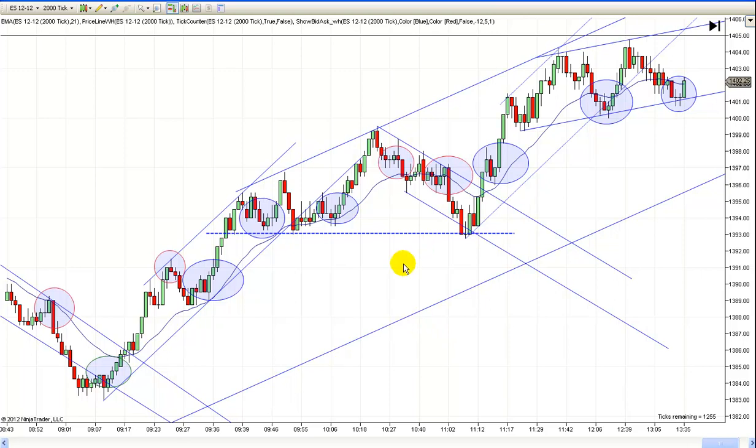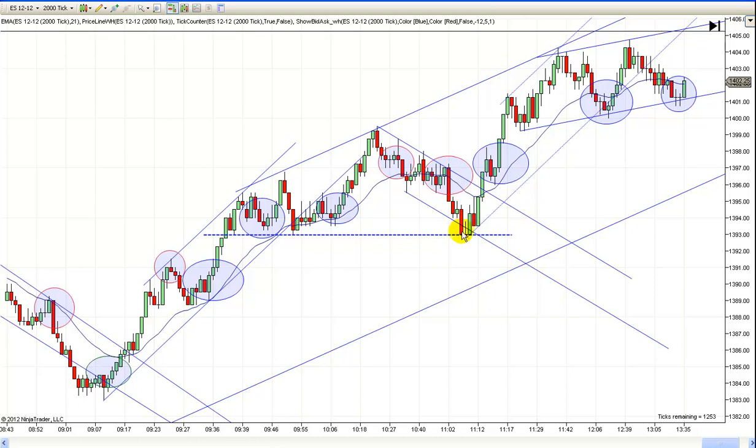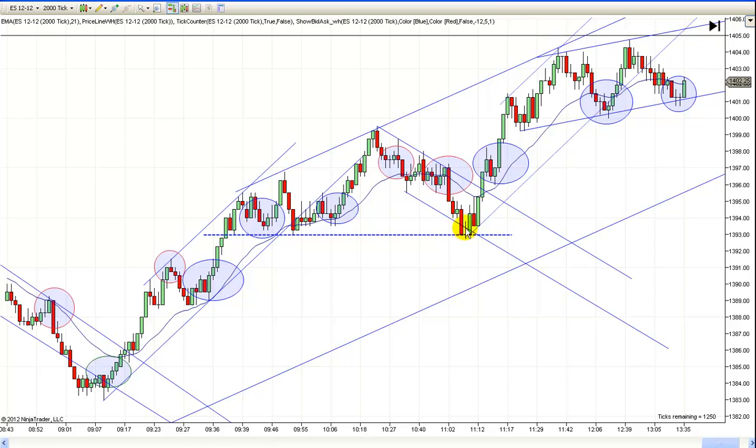Something similar to that, and that could have happened here. But notice what happened instead. We had this double bottom. You can see that, and we found support right there again. We ticked one tick lower, and then this closes a doji. You could have gone long right there.